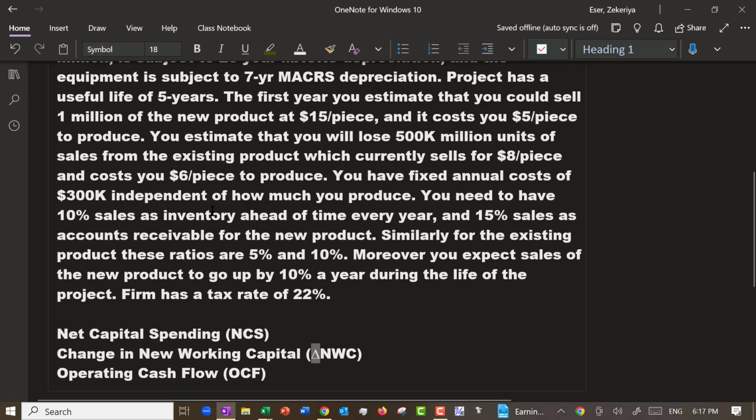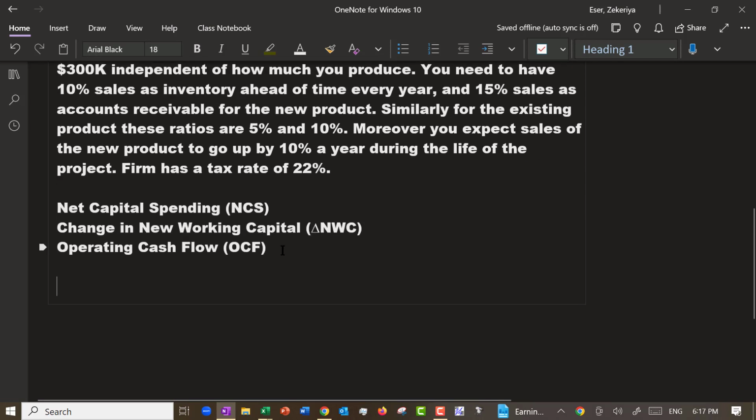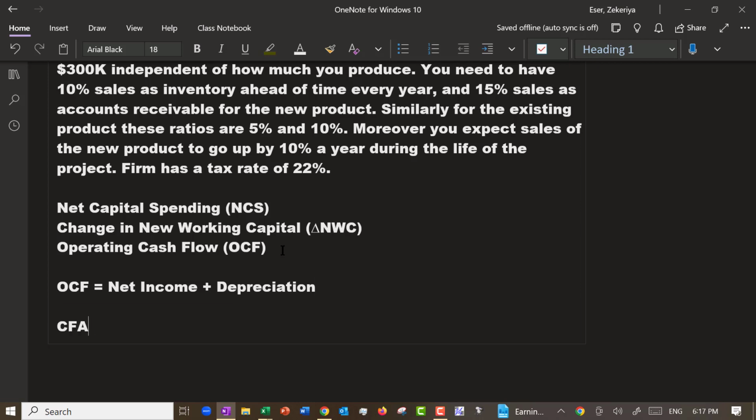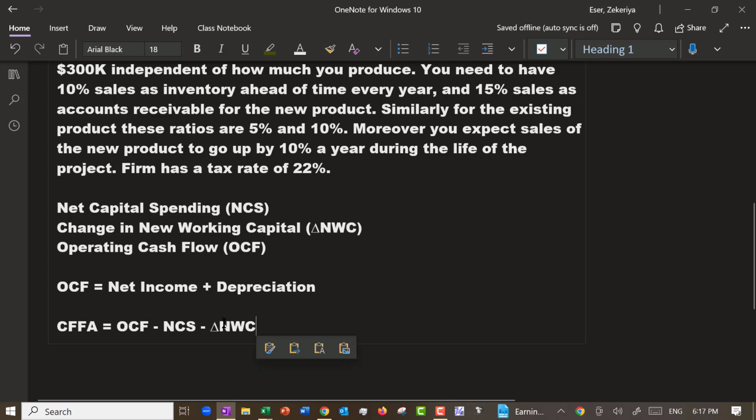And let's remember that operating cash flow is equal to net income plus depreciation. And finally, the project cash flows are cash flow from assets, which is operating cash flow minus net capital spending minus change in net working capital. We're going to kind of build a spreadsheet, okay?